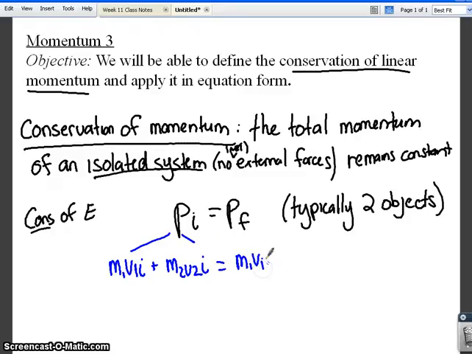equals my final momentum. m1 v1 final plus m2 v2 final. I've got to tell you, we have 8 terms here in this whole thing. It is very, very easy to put the wrong number in the wrong spot.